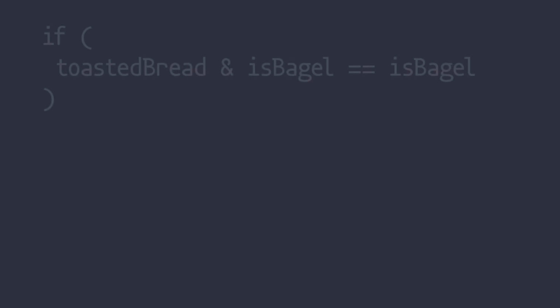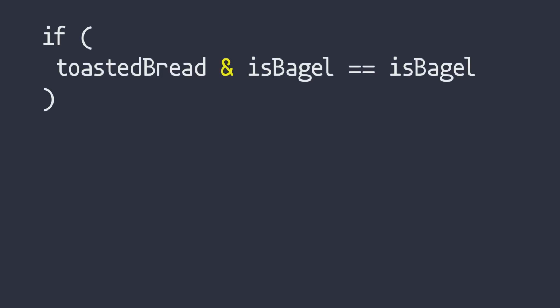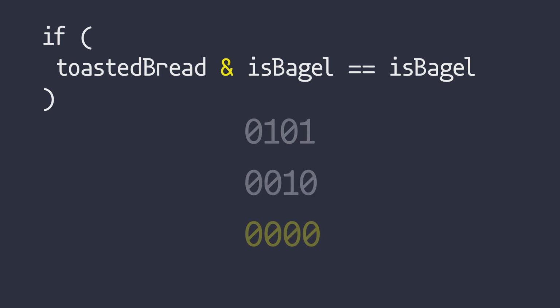But if we wanted to know if the bread is a bagel, we would AND it against isBagel, and here the result will be 0, as the bit mask of isBagel isn't in the bits set for toastedBread.